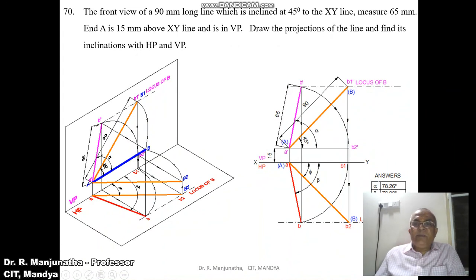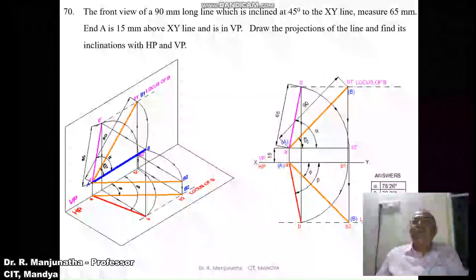So NDA is in VP, so B1 dash should also be on vertical, it is on VP, so that means it will be on XY line. So both AB1 will be parallel to XY line in the top view. So A is on VP, so B1 is also on VP. So AB1 is on, now the line is parallel to VP.